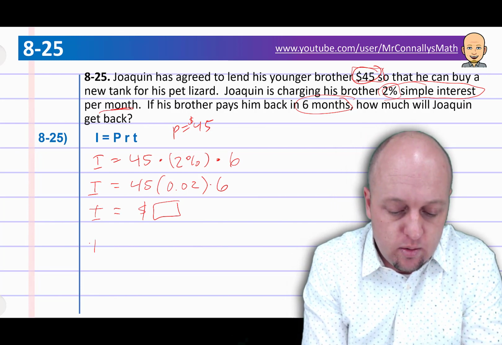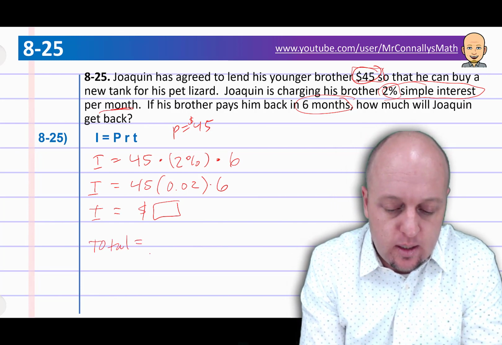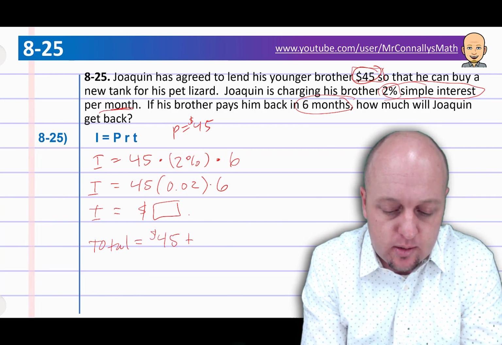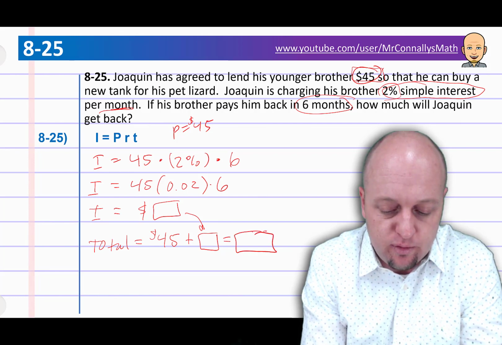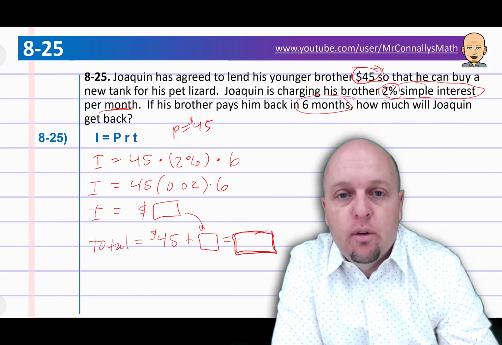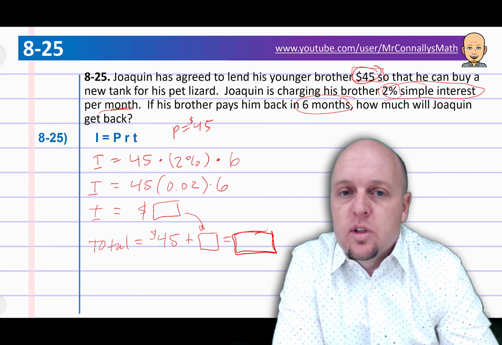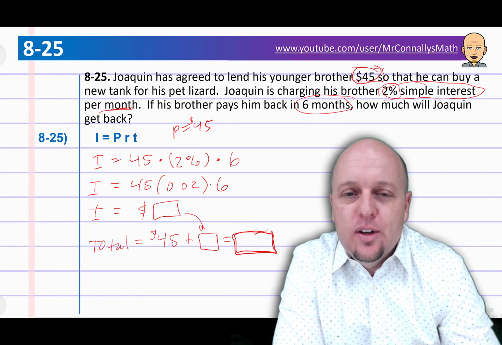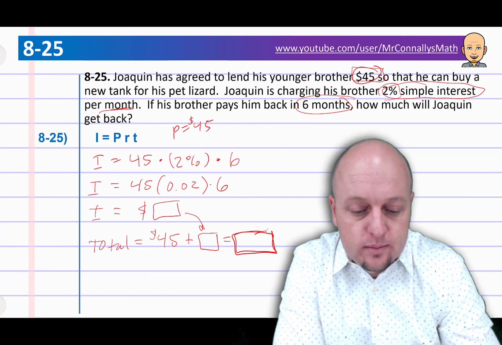So the total is going to be $45 plus the interest. So that'll give us our final answer right there. $45 plus interest over 6 months. Okay, finish that up. Use your calculator to check. You ready? Let's go on.